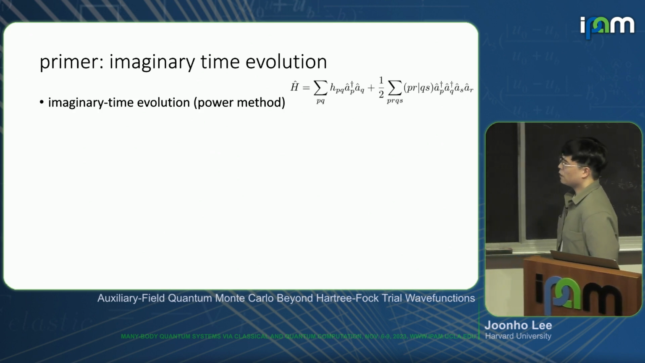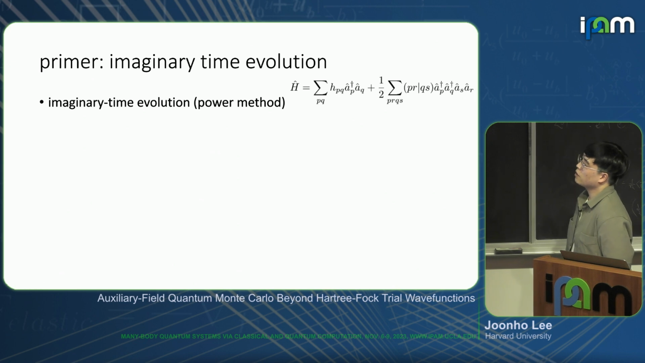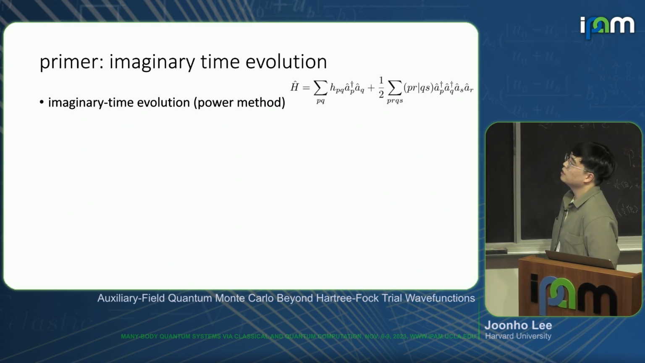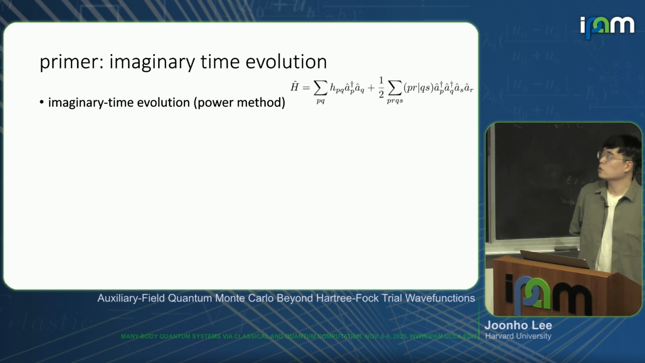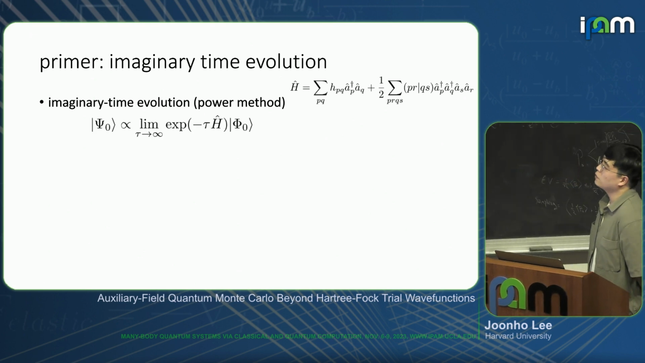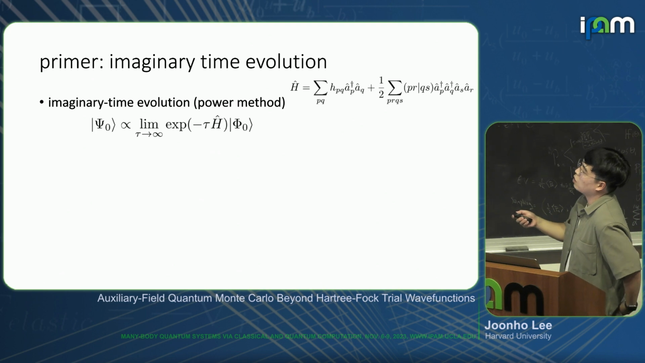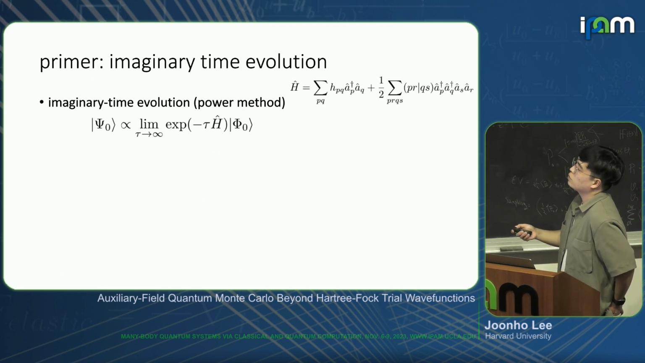Imaginary time evolution, if you're from an applied math background, is really a power method. We're interested in computing the lowest eigenvalue of this Hamiltonian. So we're going to do a power method by exponentiating this operator H, and then take the limit of tau going to infinity. When tau goes to infinity, this will give you the exact ground state, which is psi naught.